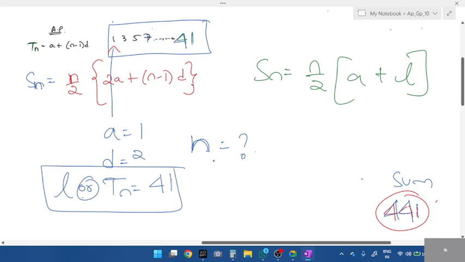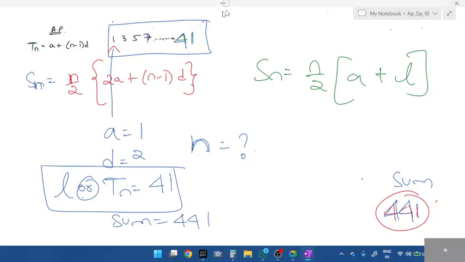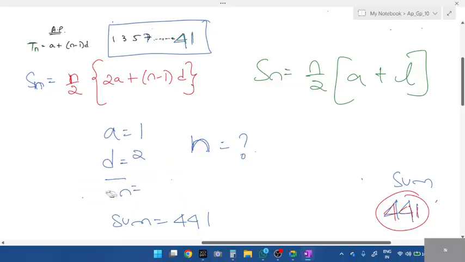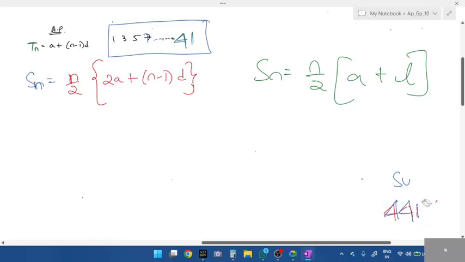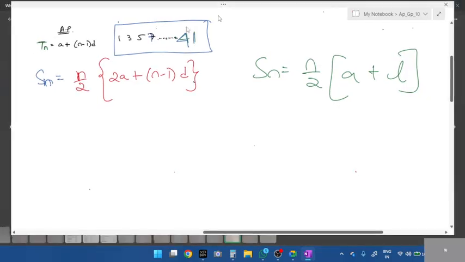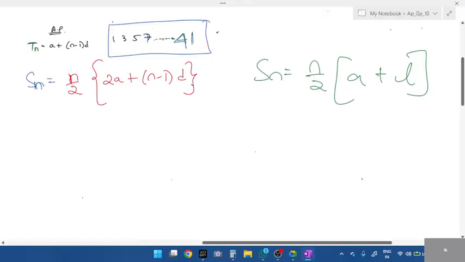n is missing. The next type of question is, they'll give all this along with the sum value. Sum is equal to 441. This is the next type of question. They'll give you an entire question like this, and along with that, they'll also mention the sum value. They'll tell us to find n, the number of terms, and along with this, they'll give sum is equal to 441.